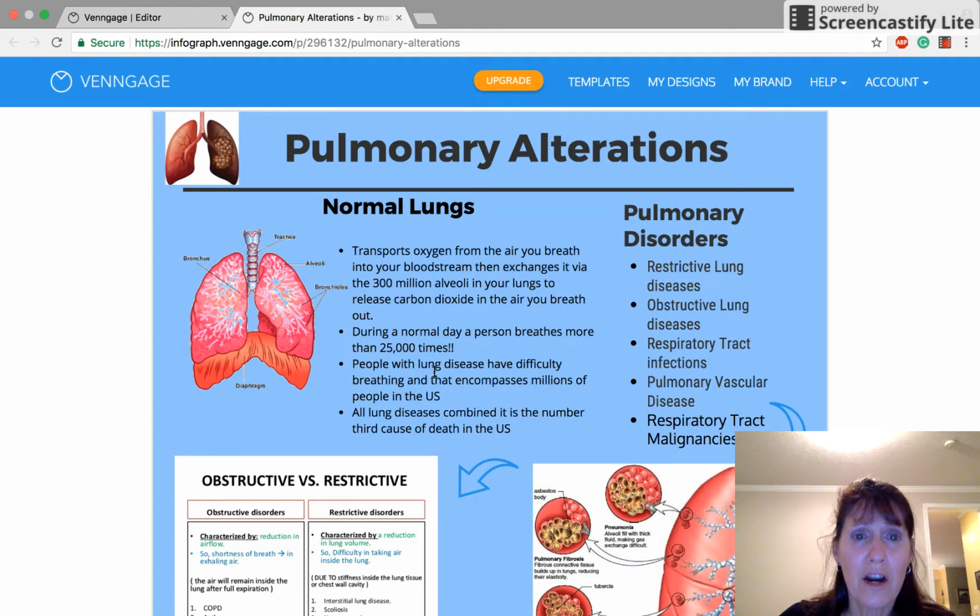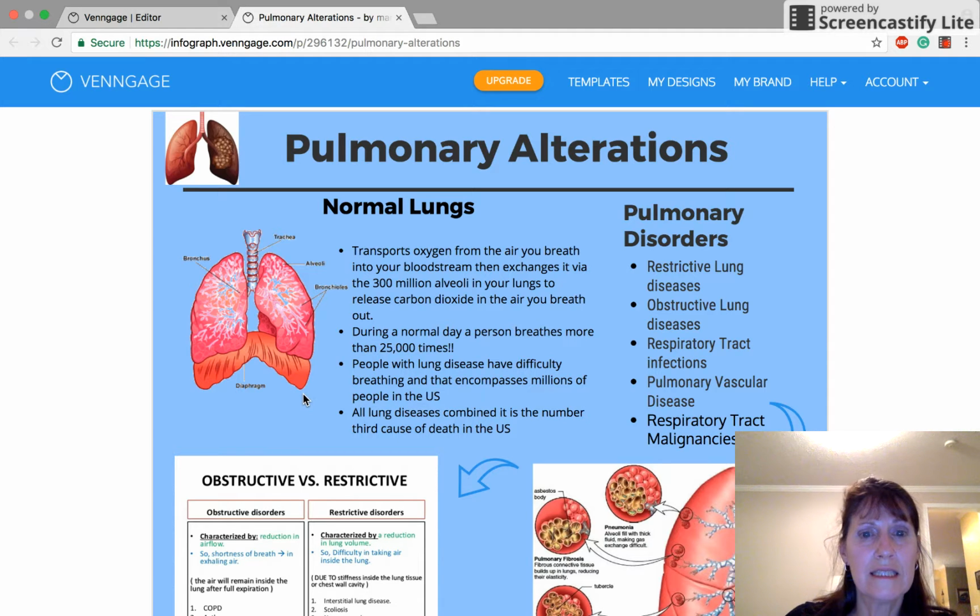When looking at our normal lungs here, we have the trachea, branches out into the bronchi, right and left, and then it branches right down to bronchioles, and then to alveoli. There is 300 million alveoli in your lungs to release the carbon dioxide in the air when you are breathing out. During a normal day, a person breathes more than 25,000 times.